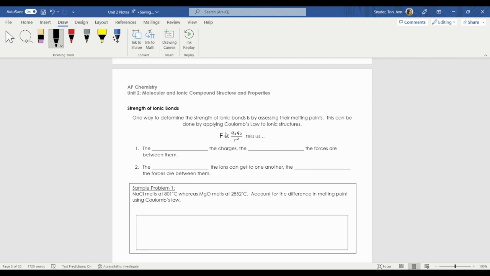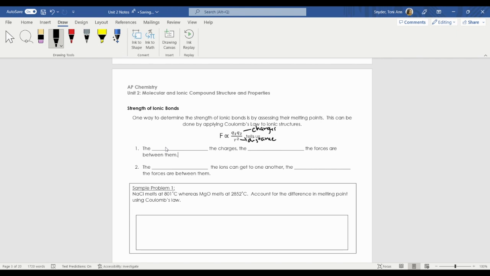We know that F is the force between the particles, whereas Q1 and Q2 are the charges, right? Because we know opposites attract. And R squared is the distance. Let's consider this. We're going to talk about this first part here, number 1, and we'll also answer sample problem 1 at the same time because it kind of goes together. So number 1, we have our charges and our distance.